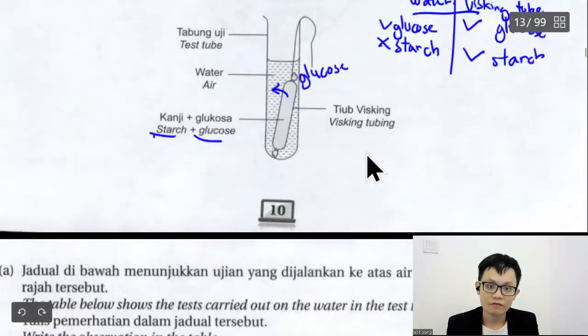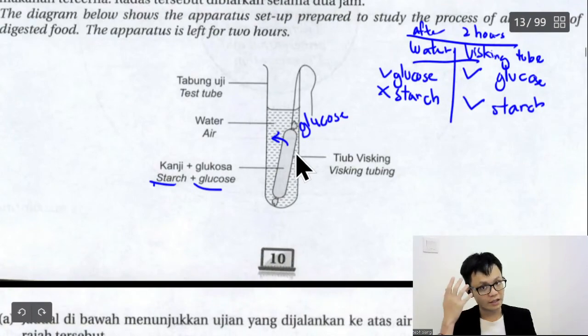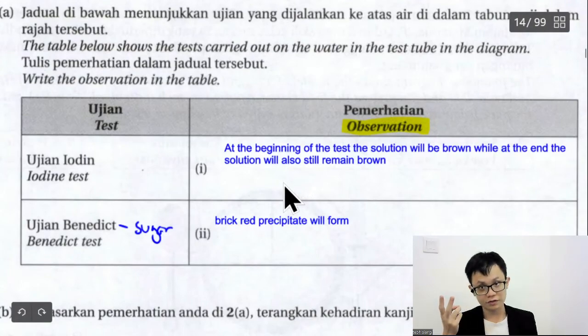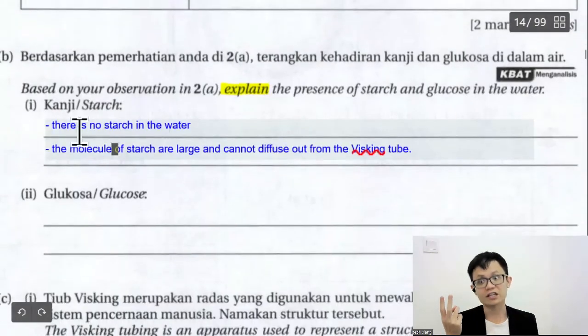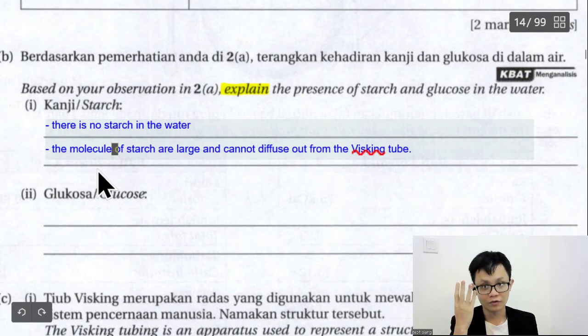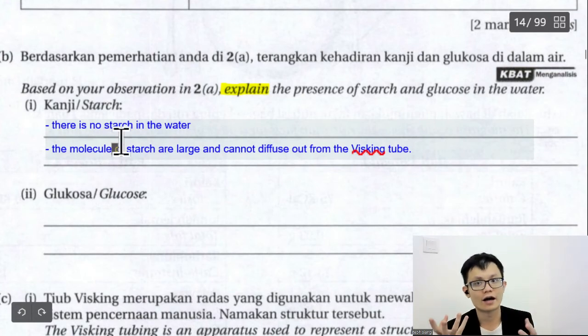When we talk about the visking tube, again, no starch goes out. I use the iodine test, no change. Why no change? Because there is no starch. Why no starch? Because the molecule is so large. Okay, so you always ask why?